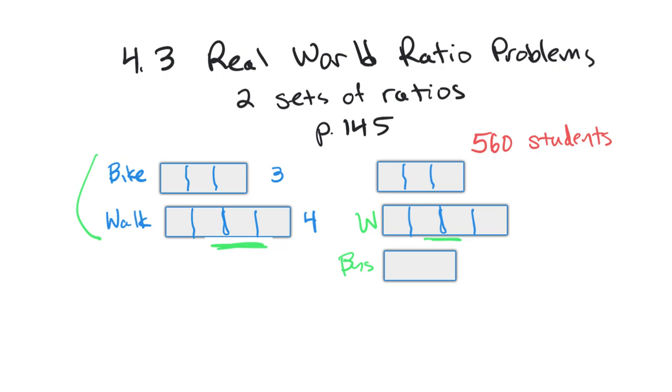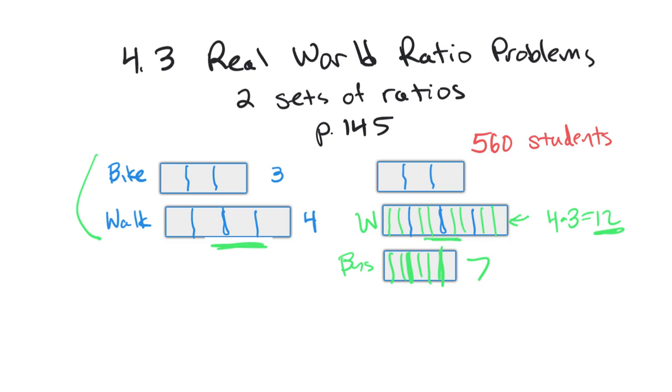12 to 7. So if the walkers have 4 parts right here, and we split each one of these into 3 parts, then that makes 12 parts altogether because 4 times 3 is equal to 12. And then I'm going to make the bus riders model look the same with only 7 parts there. And so here's 7 parts to the 12 parts.